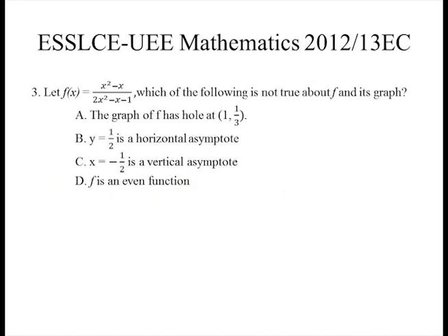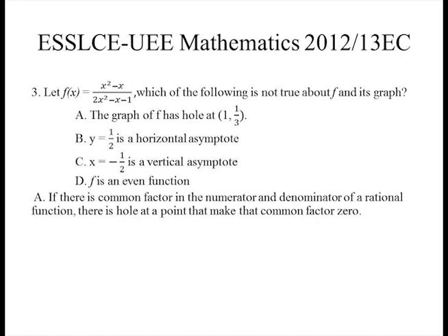Question number 3. Let f of x be equal to x squared minus x divided by 2x squared minus x minus 1. Which of the following is not true about f and its graph? A. The graph of f has a hole at (1, 1/3). If there is a common factor in the numerator and denominator of a rational function, there is a hole at the point that makes that common factor 0.